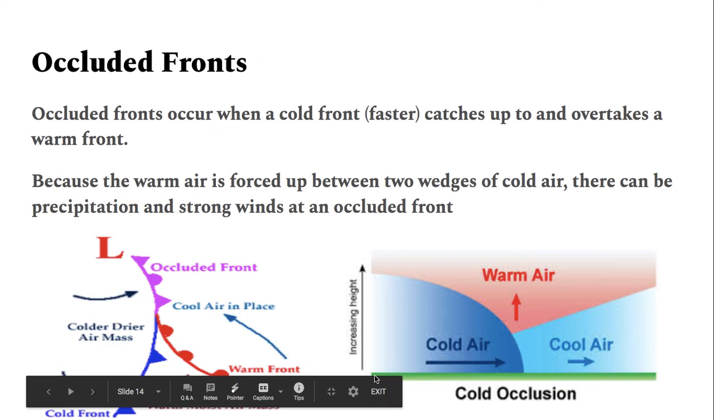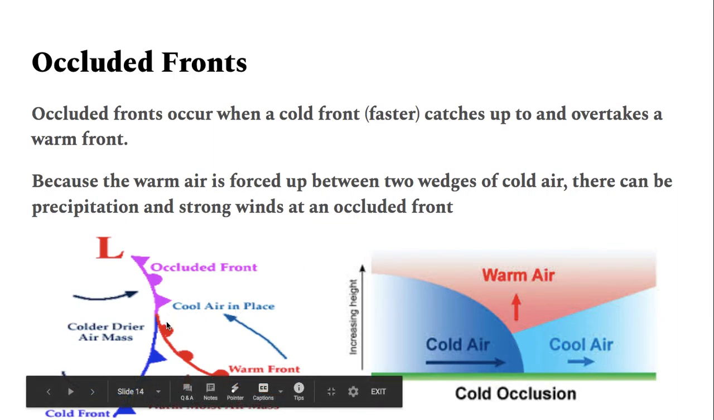So this is a good thing to draw. So here's the cold front. It's catching up to the warm front, pushing the warm air up. This was the cold air that was in front of the warm front. So now the cold air is together. You can get precipitation and strong winds at an occluded front.